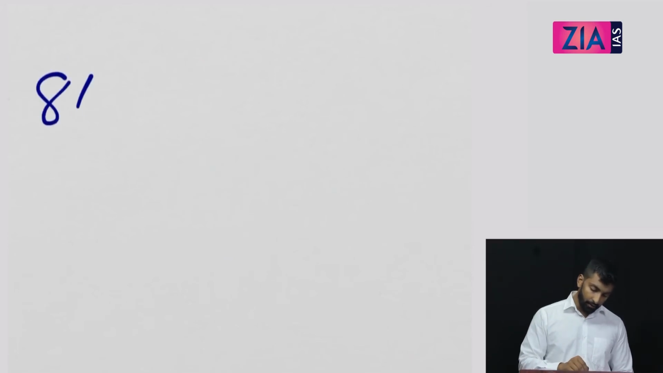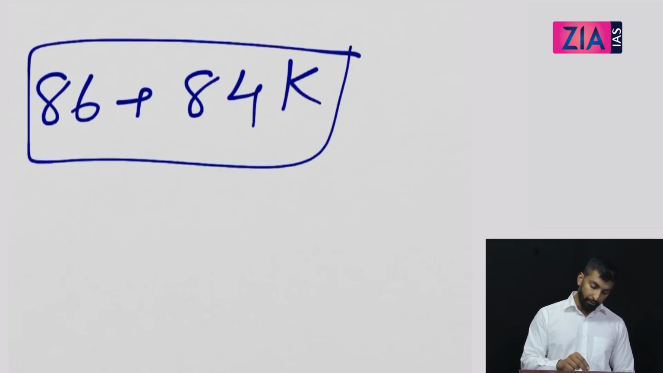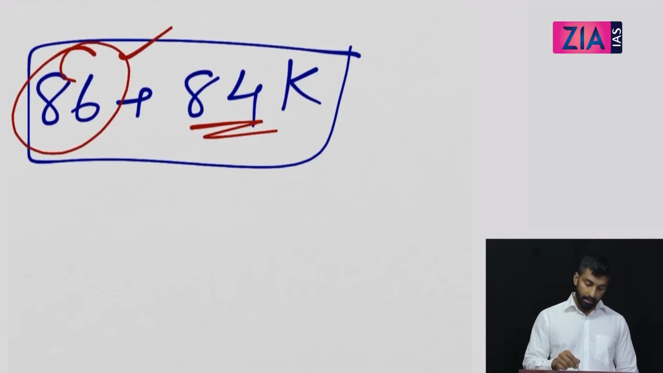Now everything else which can be asked from this, you know, right? When you get the first value, which is 86, it is going to make a series of 86 plus 84k. Why? Because 84 is the LCM. Now they can ask you any question which can be asked from an AP. They can ask you the first term, that's what was asked here. They can ask you the common difference, which is nothing but the LCM of divisors.